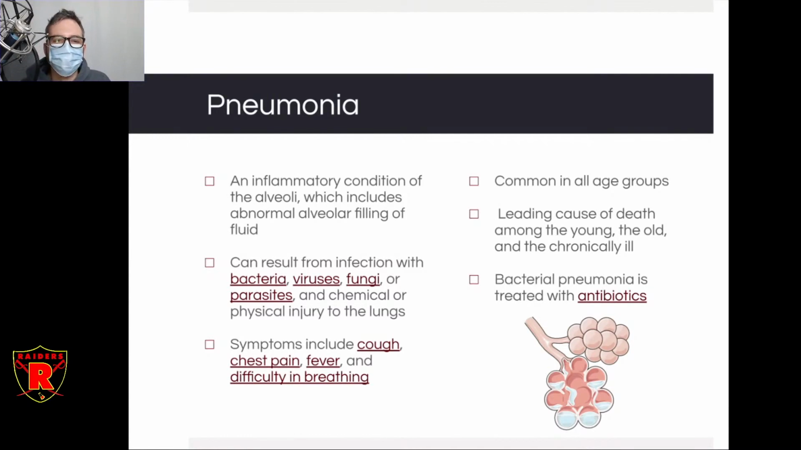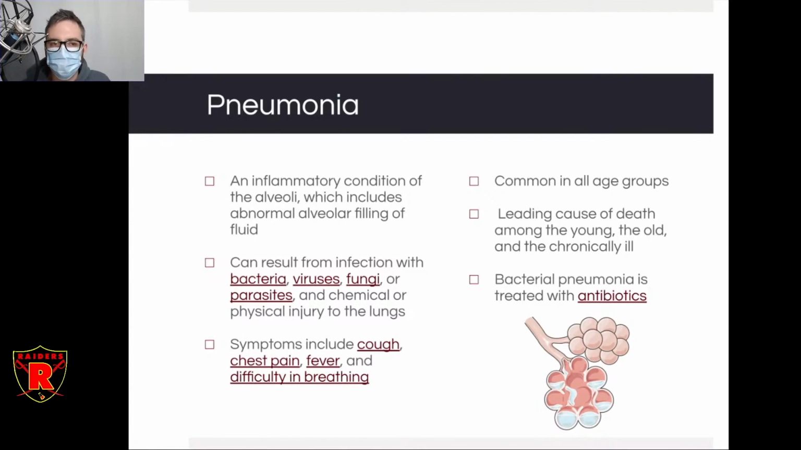Pneumonia. Pneumonia, often misspelled, often confused with other words that start with P. Pneumonia is an inflammation, kind of like bronchitis, except this is taking place in the alveoli. So when you have inflammation in your alveoli, there is a tendency for the alveoli to fill with fluid. So the fluid starts passing across that membrane from the blood into the alveoli itself.